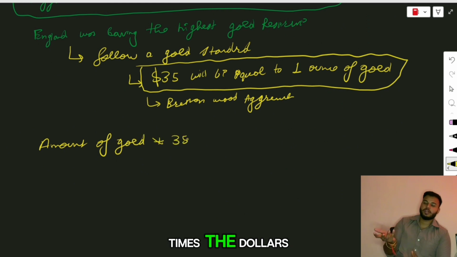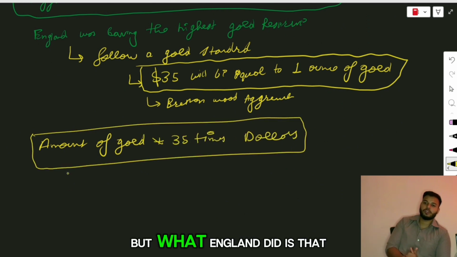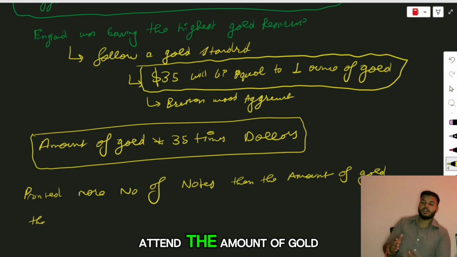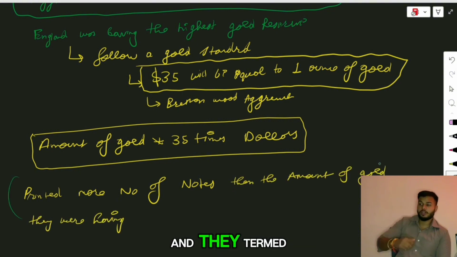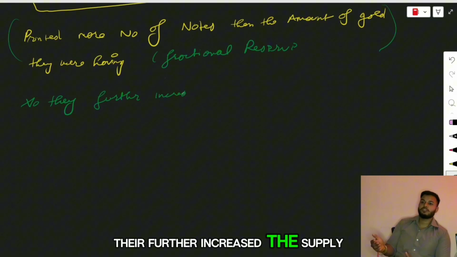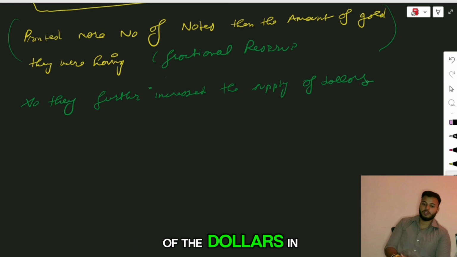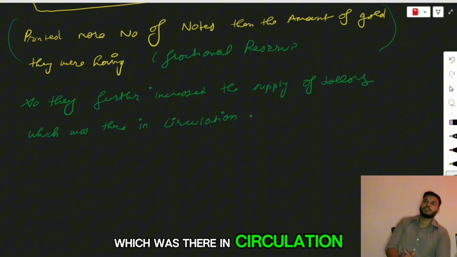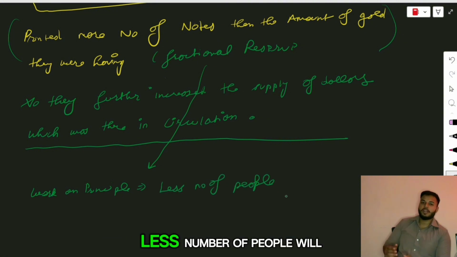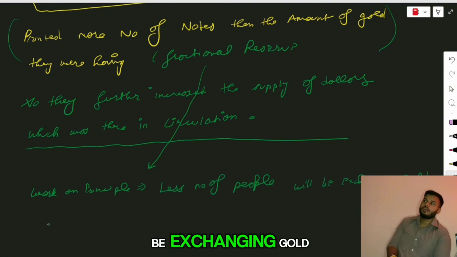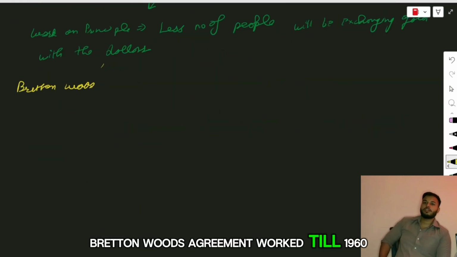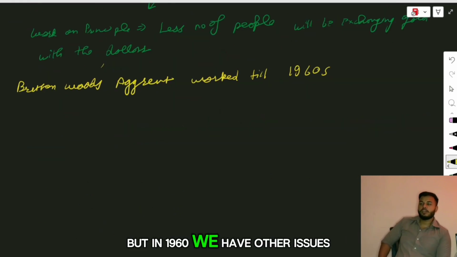So in that way, for the amount of gold that they have, they need to print 35 times the dollars. But what England did is that they printed more notes than the amount of gold they had, and they termed this whole thing the fractional reserve. So they further increased the supply of dollars in circulation. And this whole fractional reserve thing works on the principle that only a few people will be exchanging gold for the dollar. The Bretton Woods Agreement worked till 1960. But after 1960 we have further issues.